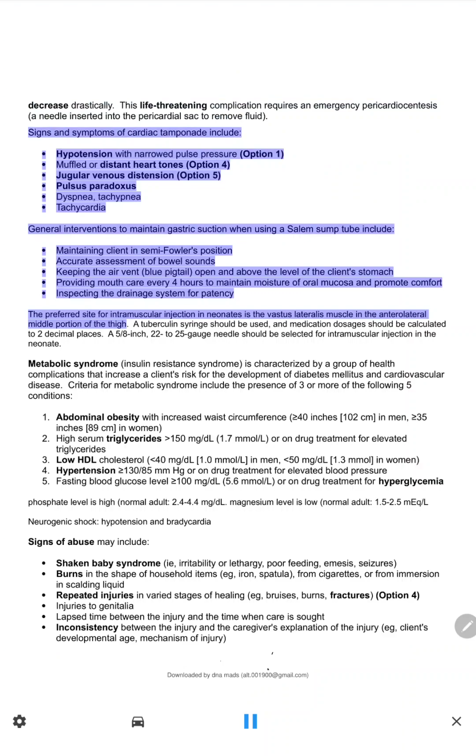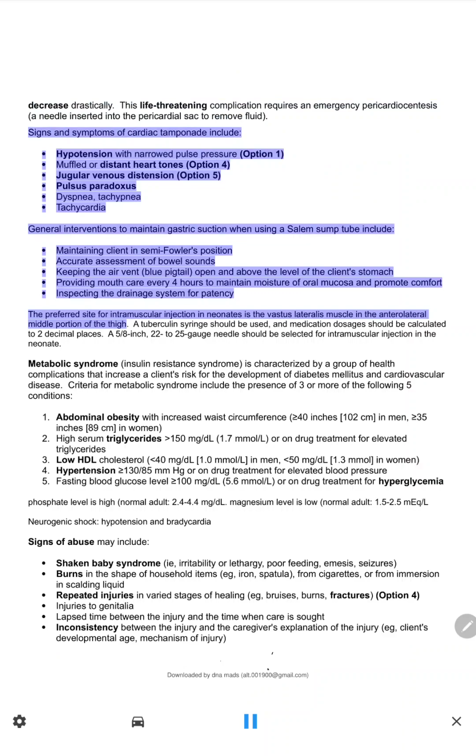General interventions to maintain gastric suction when using a Salem sump tube include maintaining client in semi-Fowler's position, accurate assessment of bowel sounds, keeping the air vent, blue pigtail, open and above the level of the client's stomach, providing mouth care every 4 hours to maintain moisture of oral mucosa and promote comfort, inspecting the drainage system for patency.